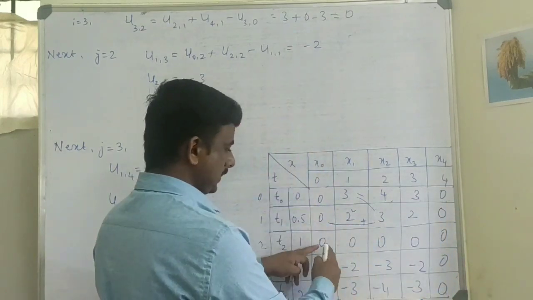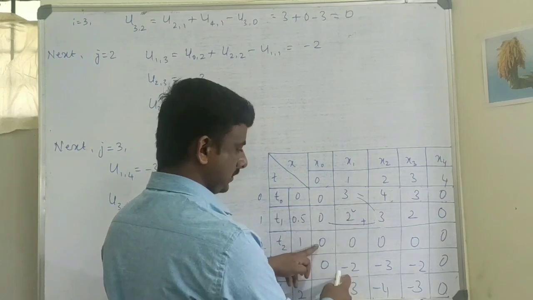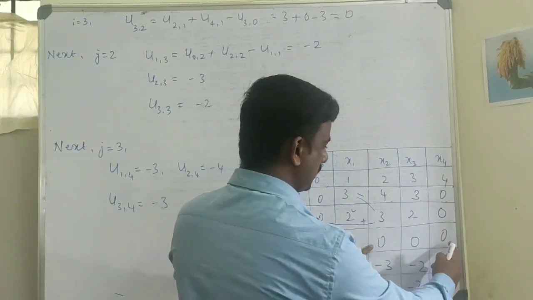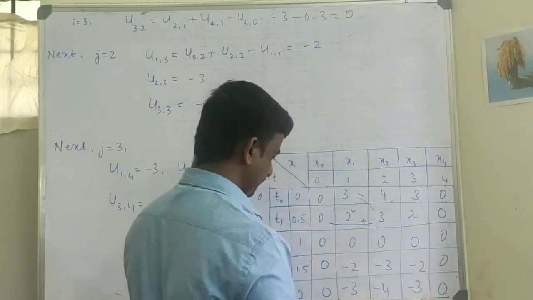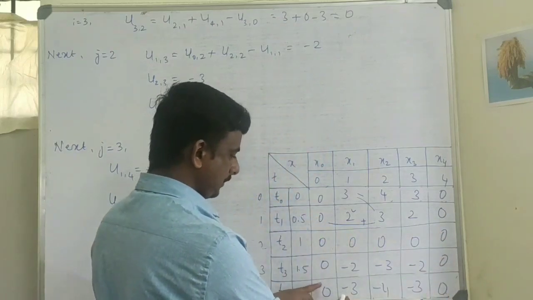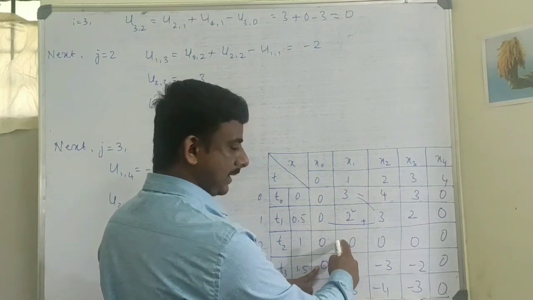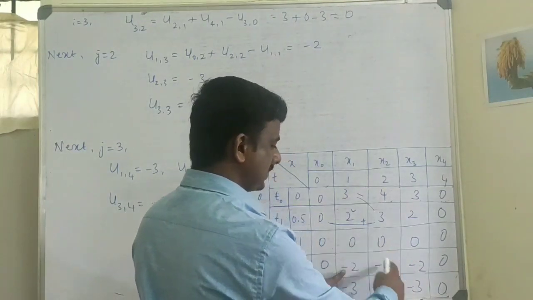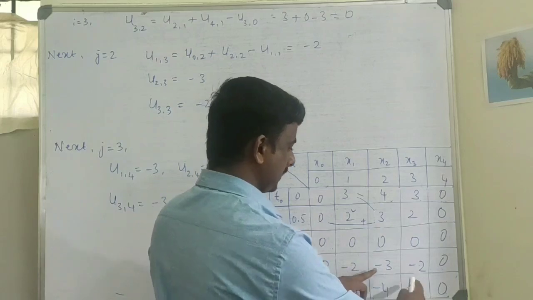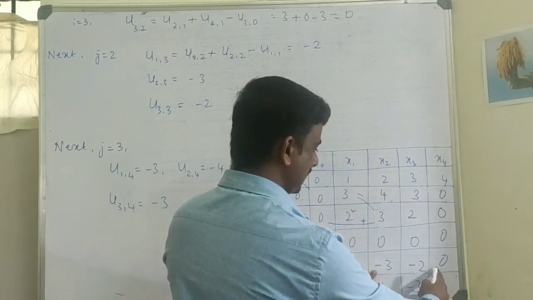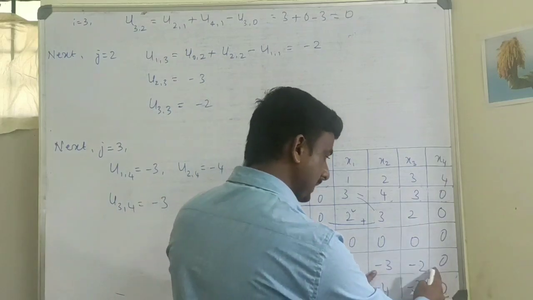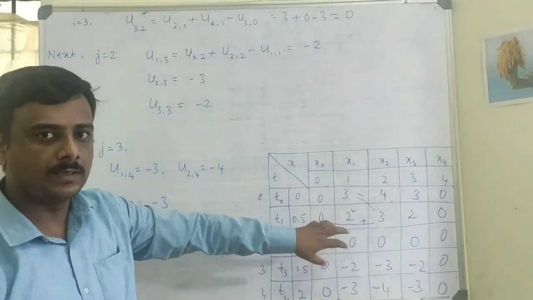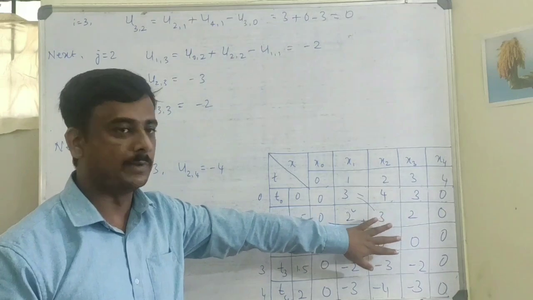Next for this, 0 plus 0 minus 2, minus 2. 0 plus 0 minus 3, minus 3. 0 plus 0 minus 2, minus 2. Next for this one, 0 minus 3 minus 0, we get minus 3. Minus 2 minus 2 minus 0, we get minus 4. Minus 3 plus 0 minus 0, we get minus 3. So that is the way of writing the entries in the table.